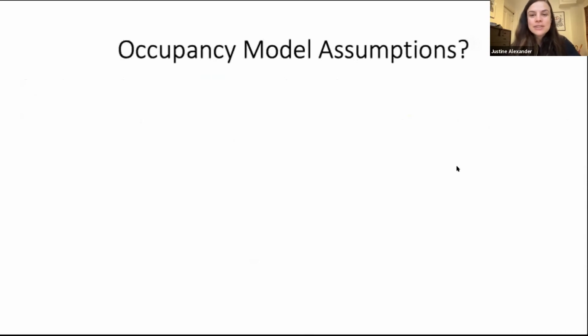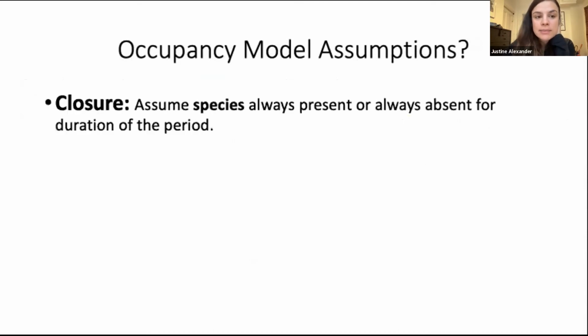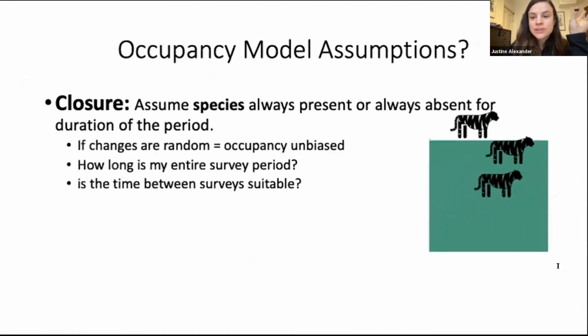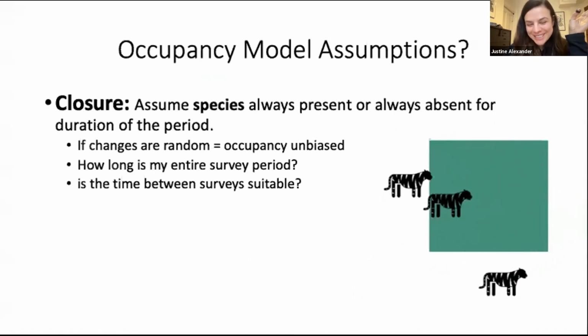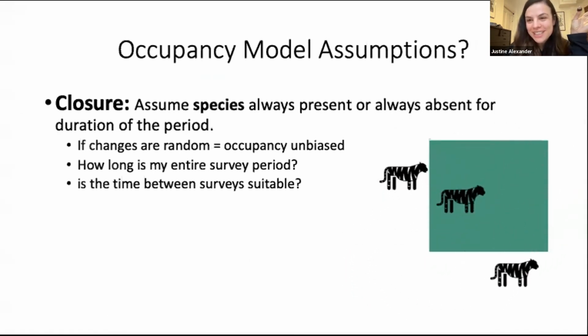So just to go over some of the assumptions, just to make sure everyone is on the same page. When we talk about closure, we really are talking about it at the species level. That's just something to highlight. It's not the individual level. So it assumes that the species is always present or always absent during the duration of your survey period. And as long as there is one individual present during the whole time, even if there are individuals that leave and come, the assumption generally is met, because you can assume that immigration is random.